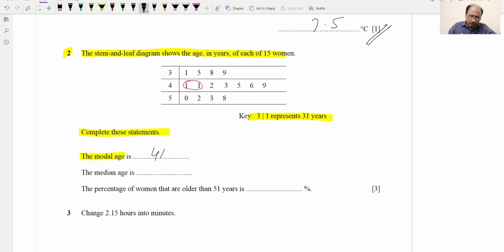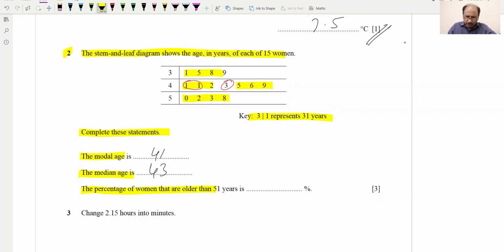So 41 over here. Then the median age we will be checking. Total are 15, so the middle is the 8th value: 4 will be this one, 5, 6, 7, and 7 from this side. So the median will be 43, so our answer will be 43 for the median.